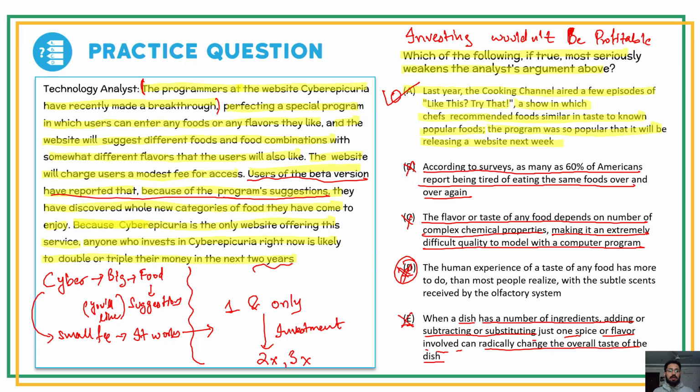Because A hits the argument in the foundation. The argument is that because it's the one and only, that's why you're going to double or triple your money in the next 2 years. It tells you, no, there's something else which is going to be similar, which is upcoming and is popular as well.